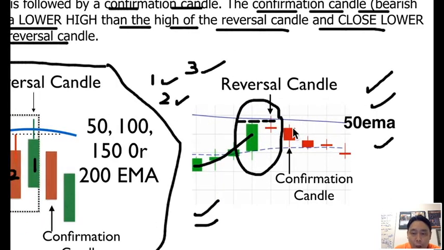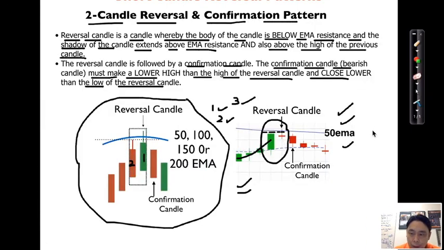Next, is it followed by a confirmation candle? All right. Is this a bearish candle? Yes. Does it make a lower high than the reversal candle? Yes. Does it close below the low of the reversal candle? Yes. Check, check. There we go. That's a confirmed pattern. All right. So that's what we're looking for.